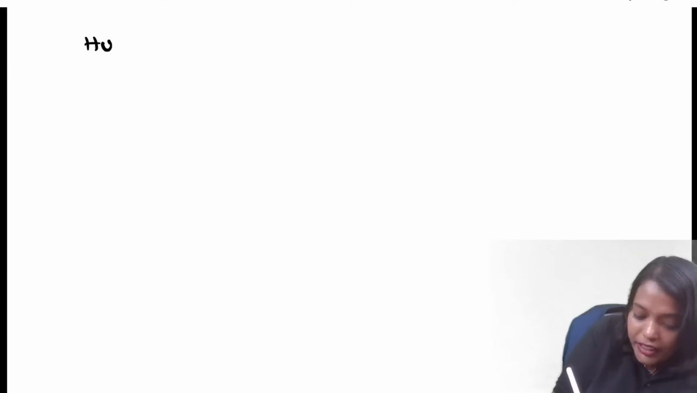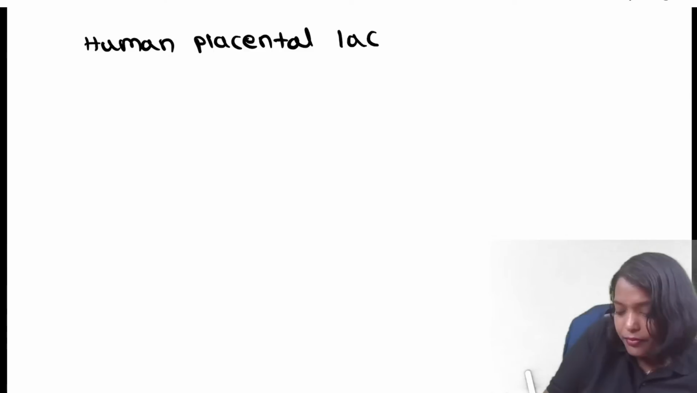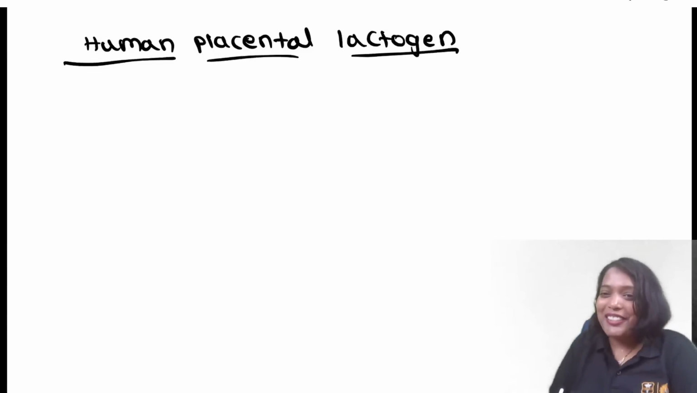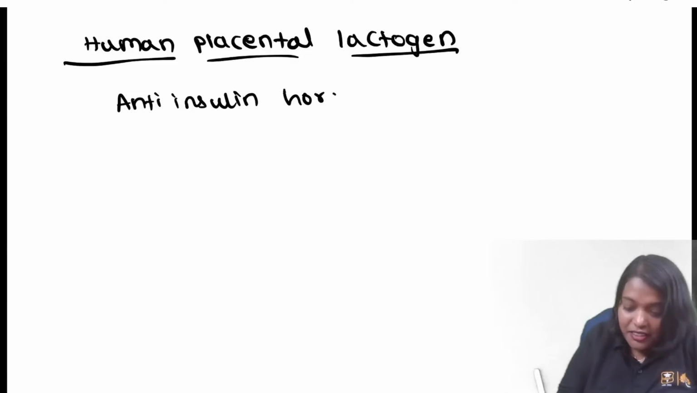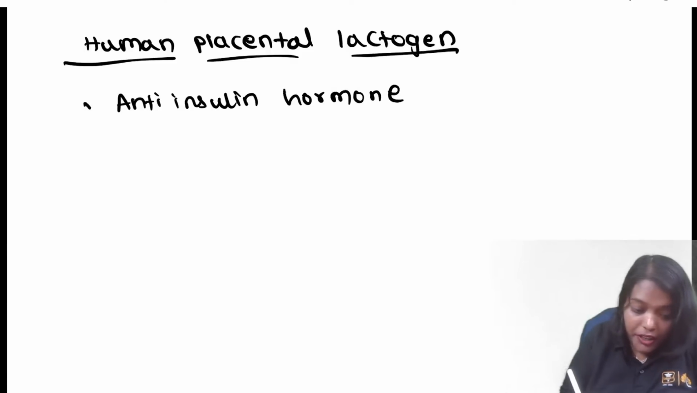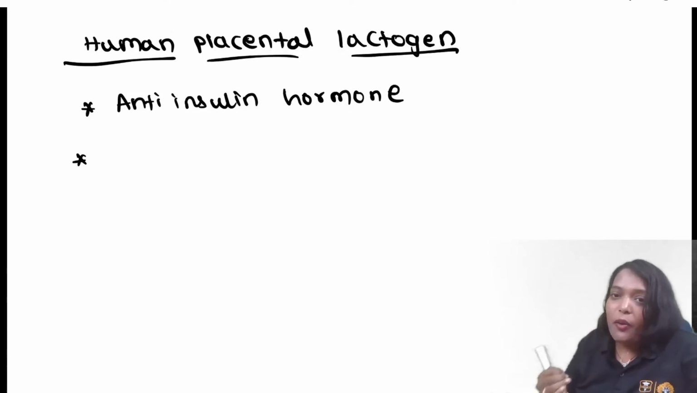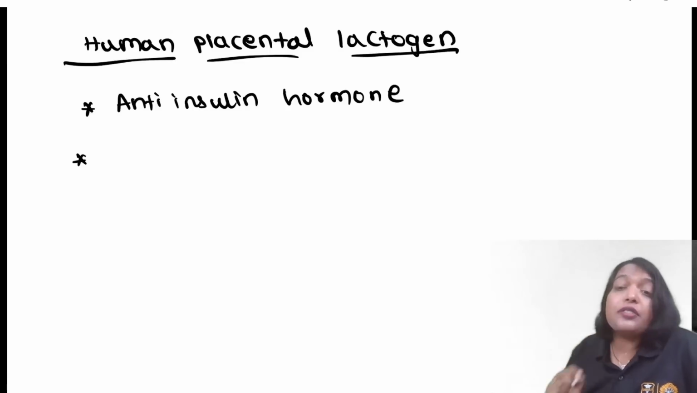So what is human placental lactogen? Human placental lactogen is an anti-insulin hormone. Another 5 minutes, I'll give you a break. Don't think about the break now. As I told, till I'm teaching you here, stick to here, another 10-15 minutes, that's all. So human placental lactogen is an anti-insulin hormone.